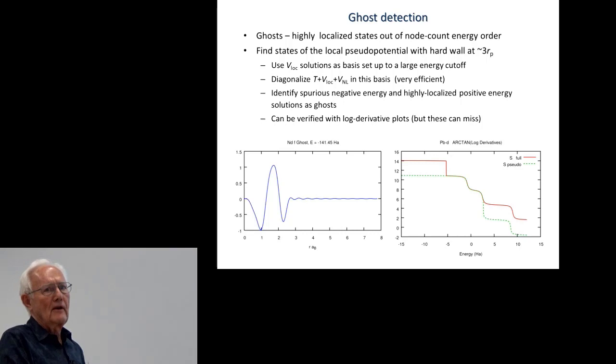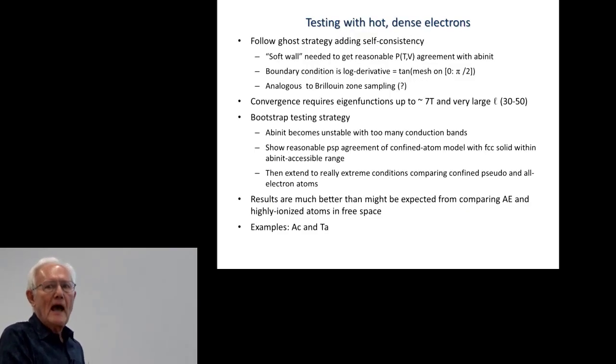Now, I spoke about extreme conditions. The question comes, how do we really test pseudopotentials under extreme conditions? I don't know of any all-electron codes I can test against that I can push up to tens of Hartrees or more in temperature. And even Abinit, I found, starts to get unstable if I go above 5 Hartrees, which is about the biggest I've done in any of my testing here.